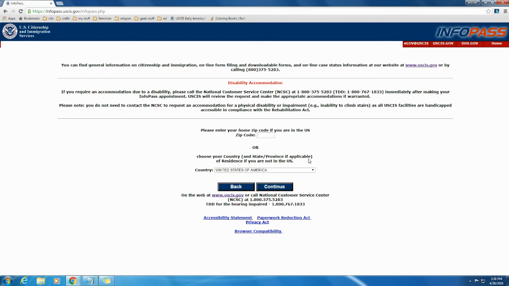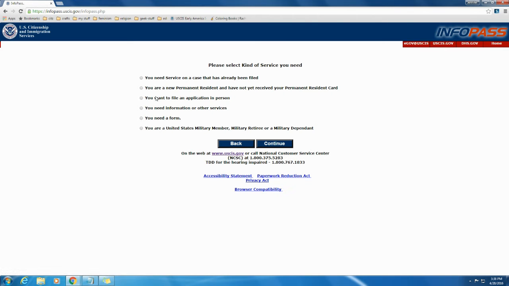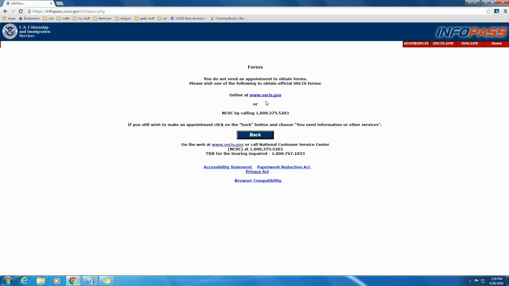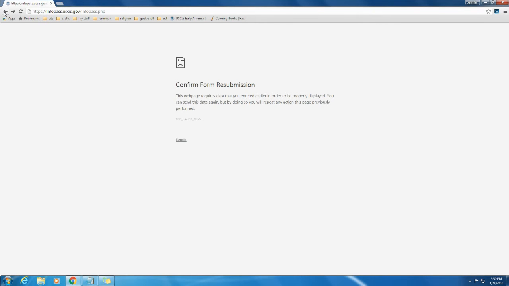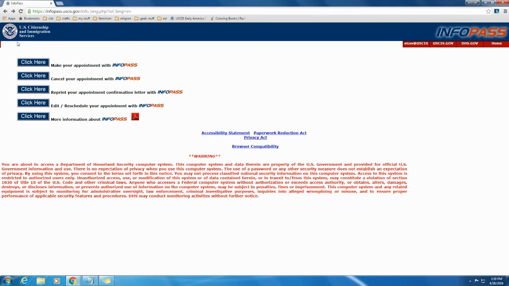And here you would start putting in information about your zip code. We're in Milpitas, which is 95035. Continue. You say, I need information about a form. And perhaps you can go online here, or you could ask Emma, or you can see if you can continue on. Let us go back and see what other things you can make an appointment for.